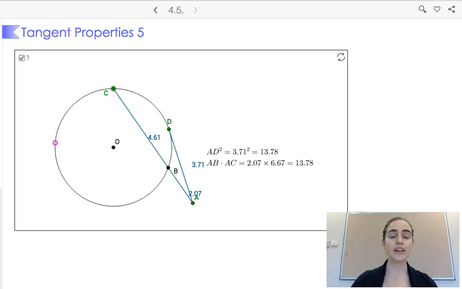Right, so let's have a look at the tangent properties of circles, and just once again we will be going through the proofs to all of those properties in class.